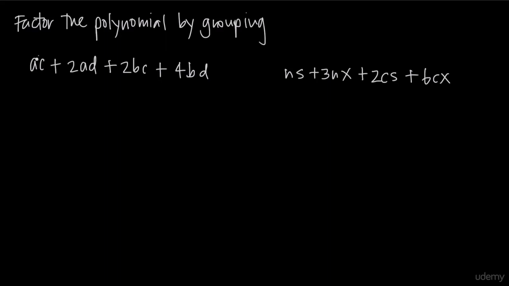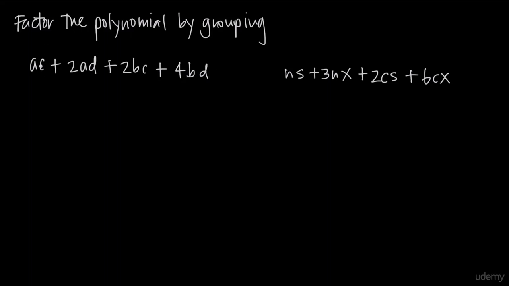Alternatively, we could group together the first and the third term and the second and the fourth term because the first and the third term both have a C involved, AC and 2BC. There's a C in both of them. And the second and the fourth term both have a D involved. There's 2AD and 4BD, so we could group those together and factor out a D. So there's multiple ways to go about doing this, and both ways are always going to work. So let's go ahead and try one of them.